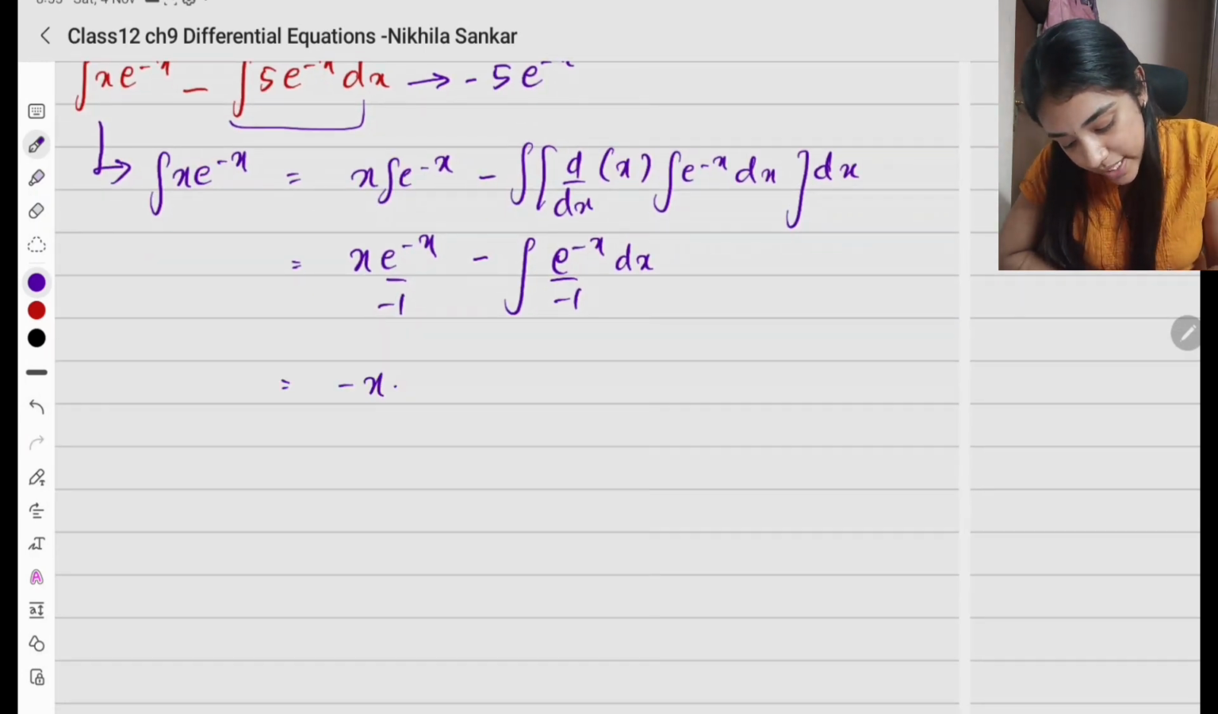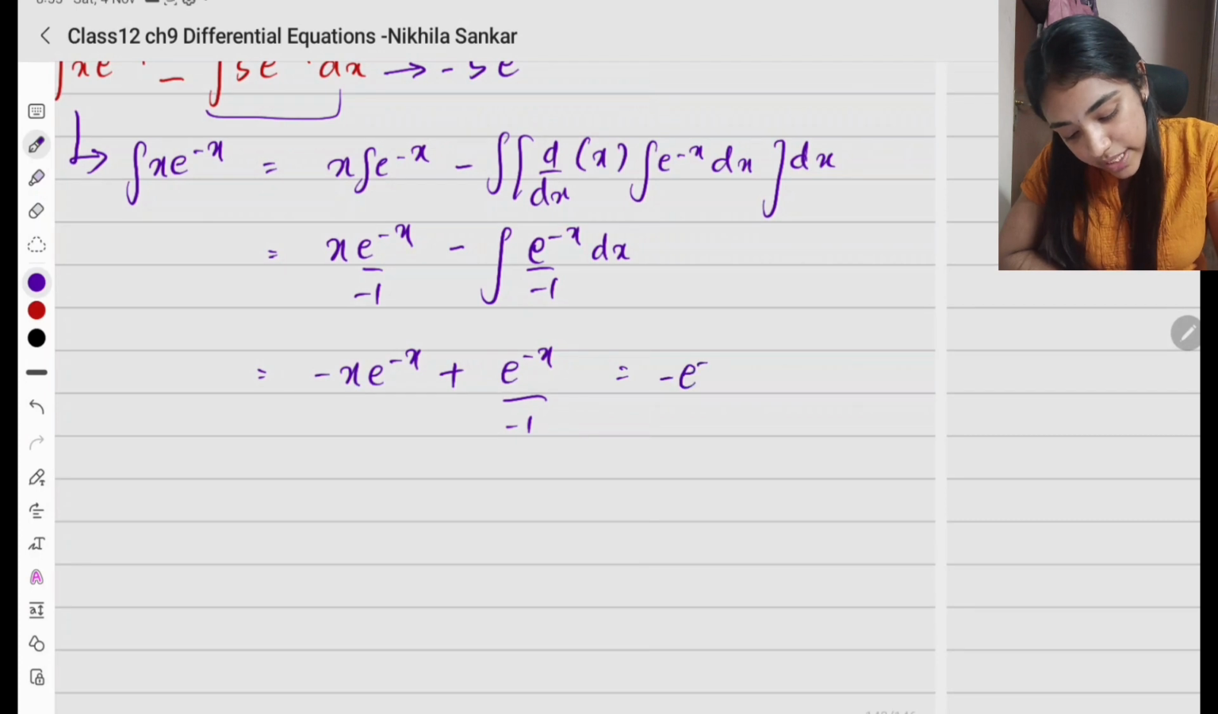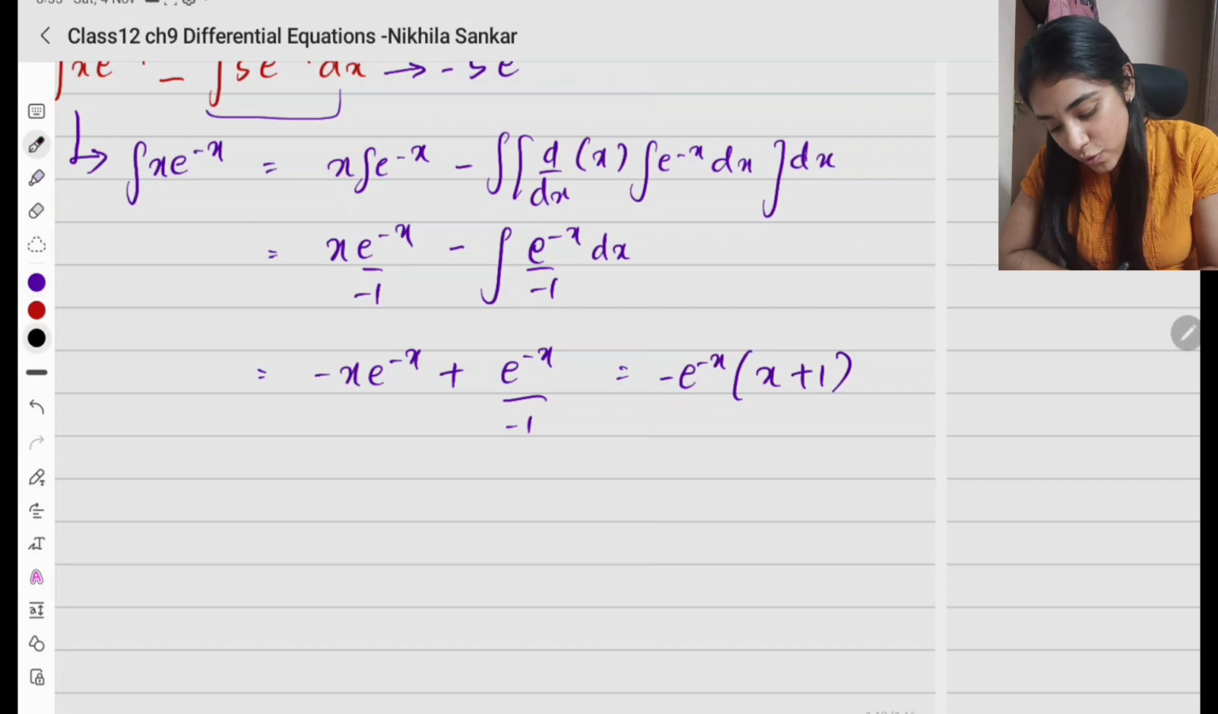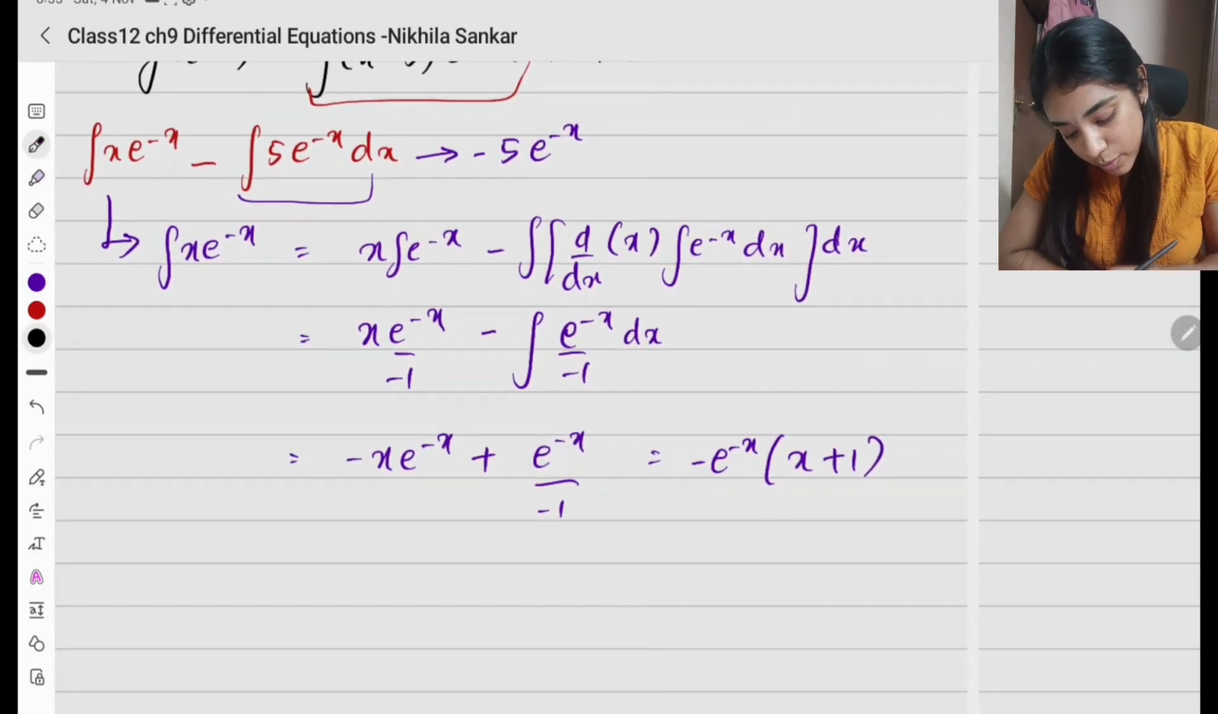So now again I have minus x e to the minus x plus the integration is going to be minus 1. So this, when I club the e to the minus x, I have x plus 1. So this is going to be this particular integral. இப்போ final answer எப்படி இருக்க போகுது?